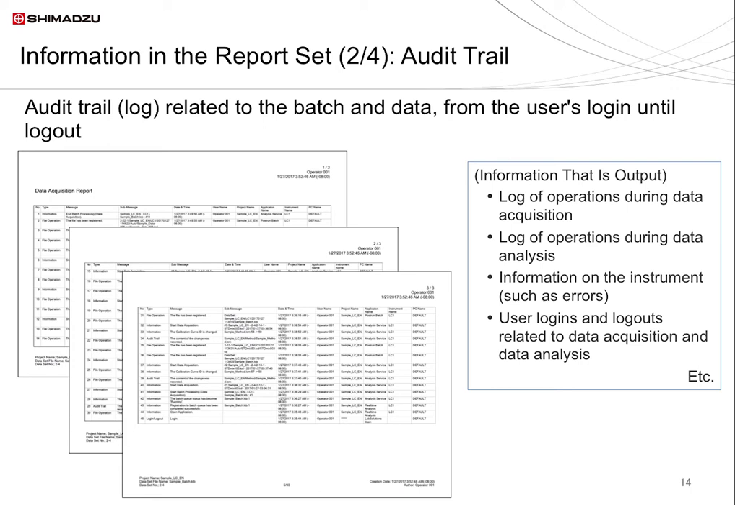This log also contains instrument information, such as error information that allows confirmation of whether an error occurred during analysis, and if so, whether it posed a problem. The information in this log covers the duration of the analysis, from operator login to operator logout. This information is gathered automatically and output as the audit trail log.